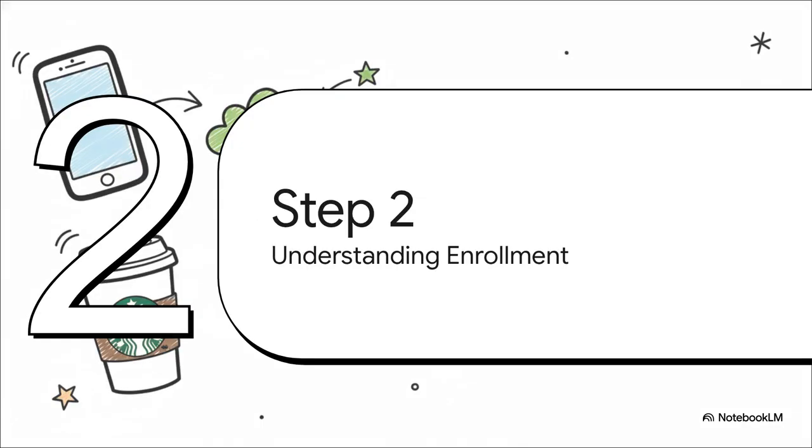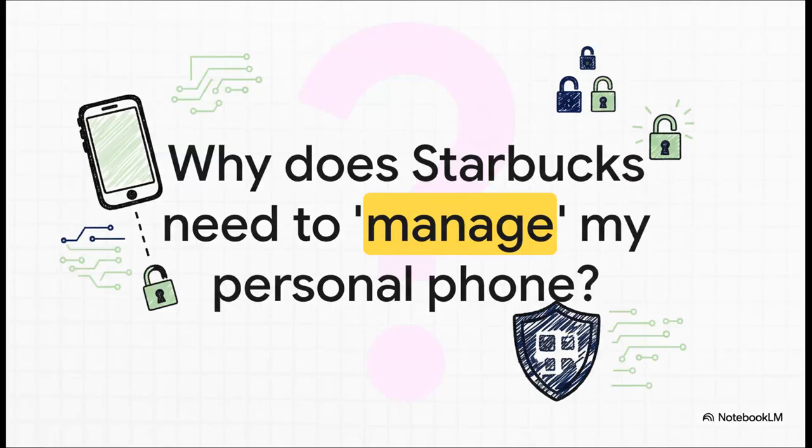Okay, you're doing great. On to step 2, device enrollment. Now, this is the part that can seem a little strange because it asks you to install a management profile. So let's talk about what that actually means and, more importantly, what it doesn't mean. It's totally fair to see that word manage and get a little concerned about your privacy. You're probably thinking, wait, what? But the answer is pretty simple. It's all about keeping company information secure.